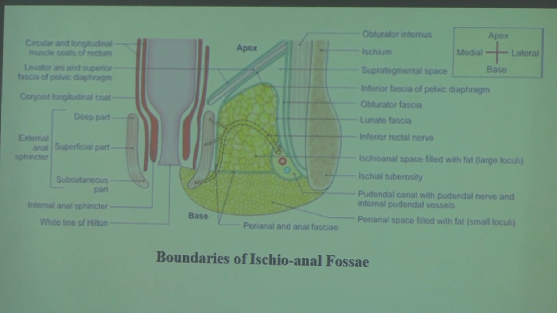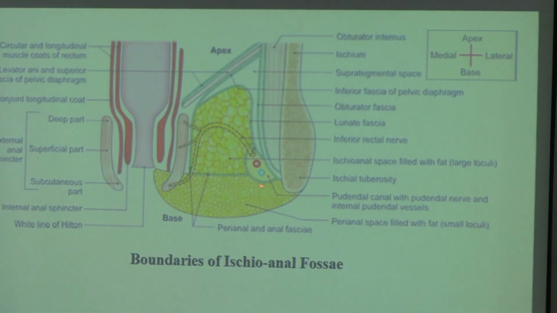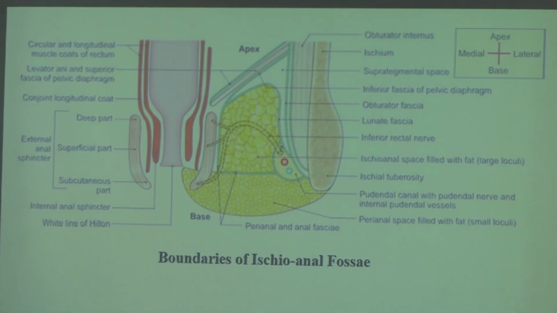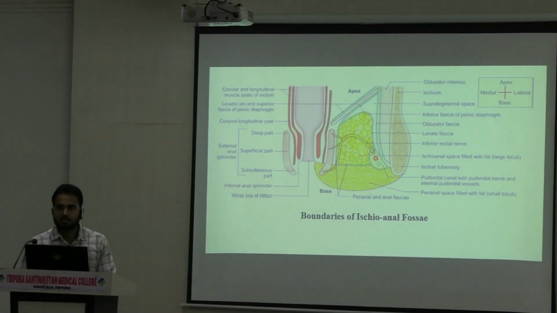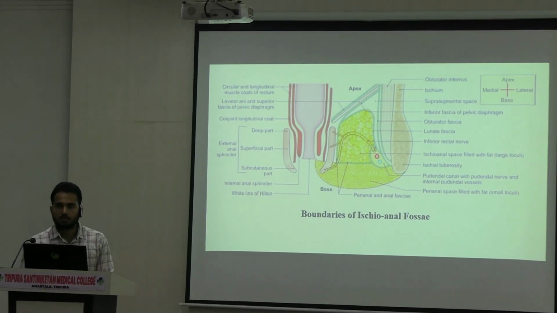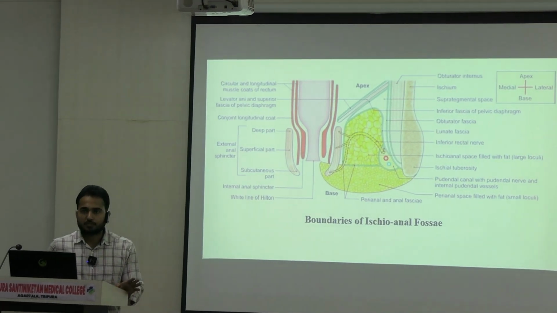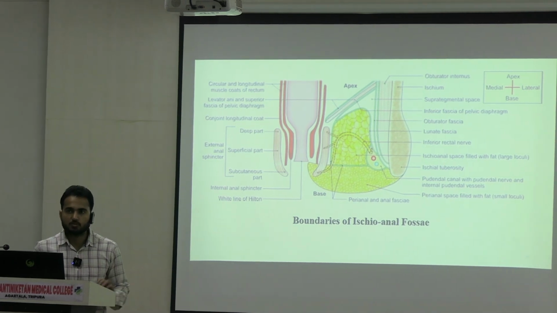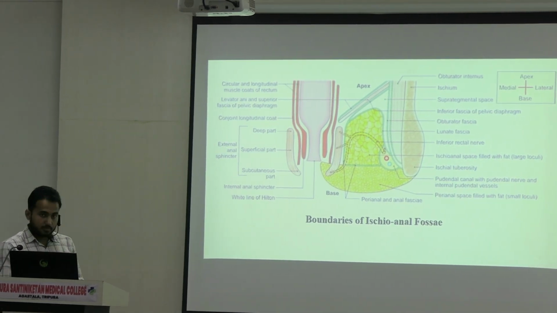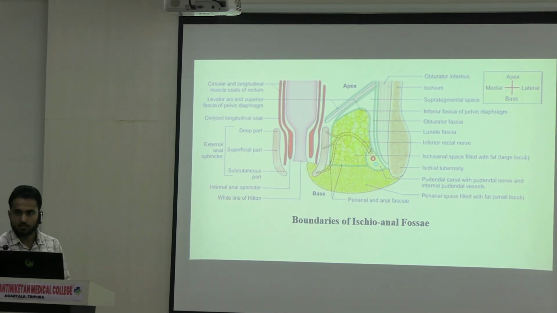Next, on the lateral wall of the ischioanal fossa, can you see this particular thing? This is called the pudendal canal. It's a fascial canal, very important, and it also has an important applied part. What the pudendal canal is and what its importance is, we'll also discuss. Here I am showing you the location of the pudendal canal.